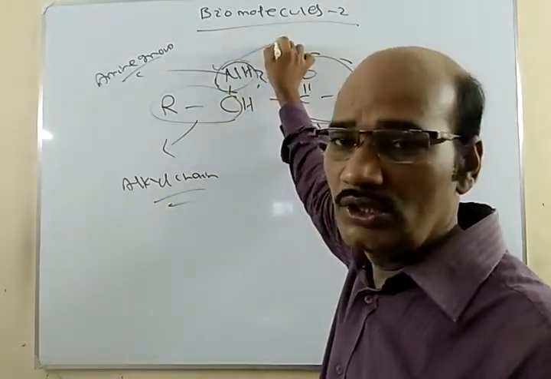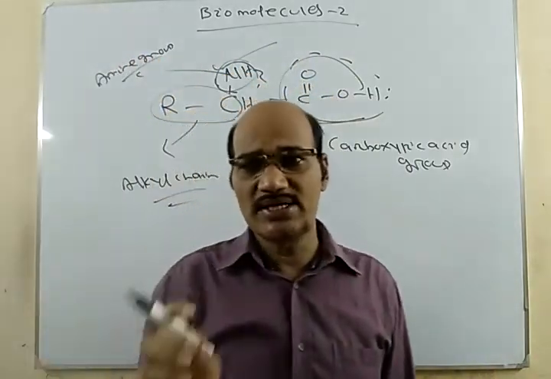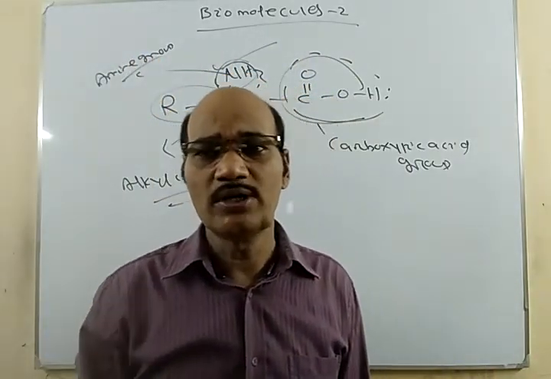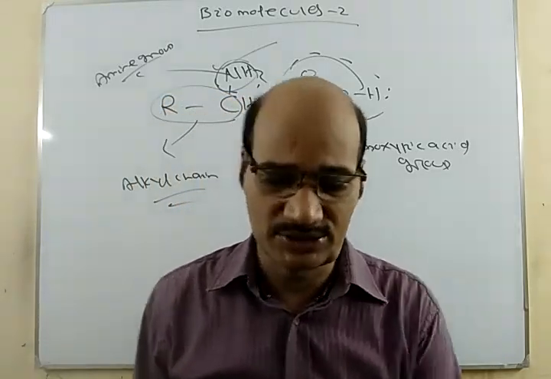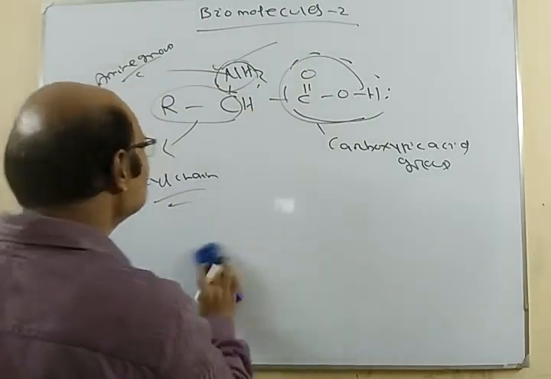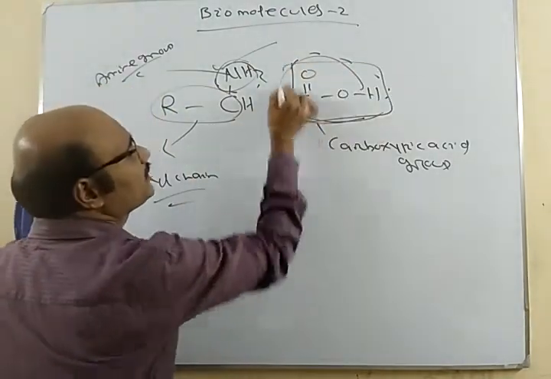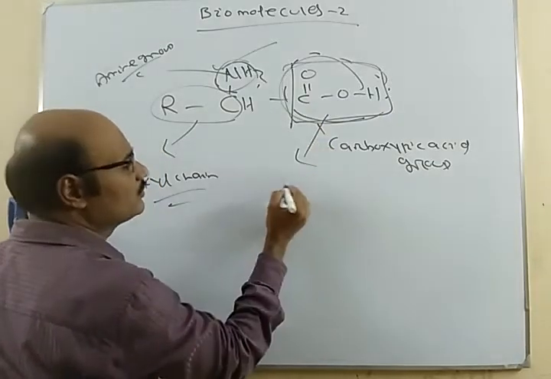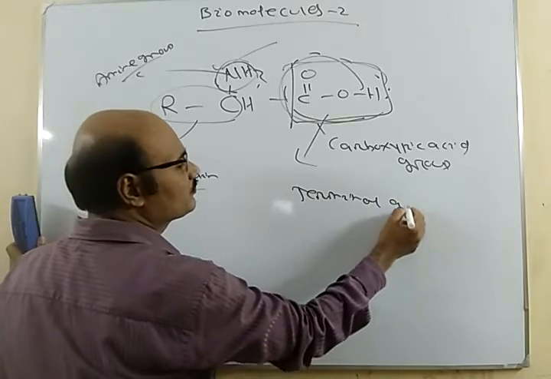NH2. So this kind of compound, which contains both an acidic COOH group and a basic NH2 group, is called an amino acid. In these amino acids, the COOH group is present at one terminal.